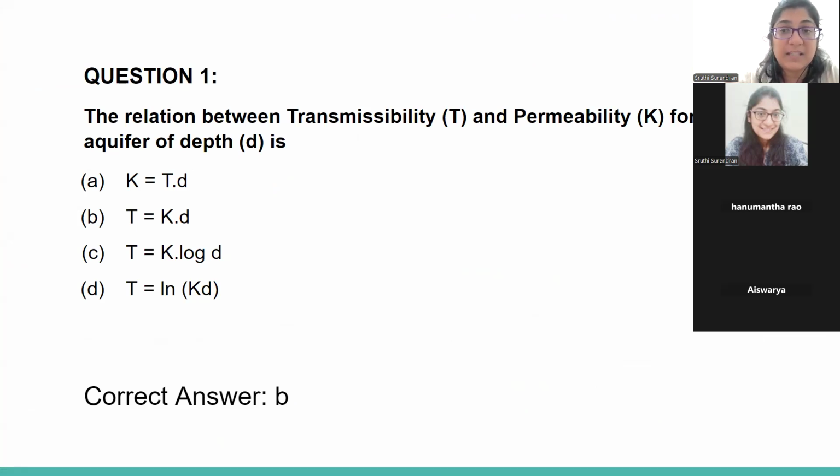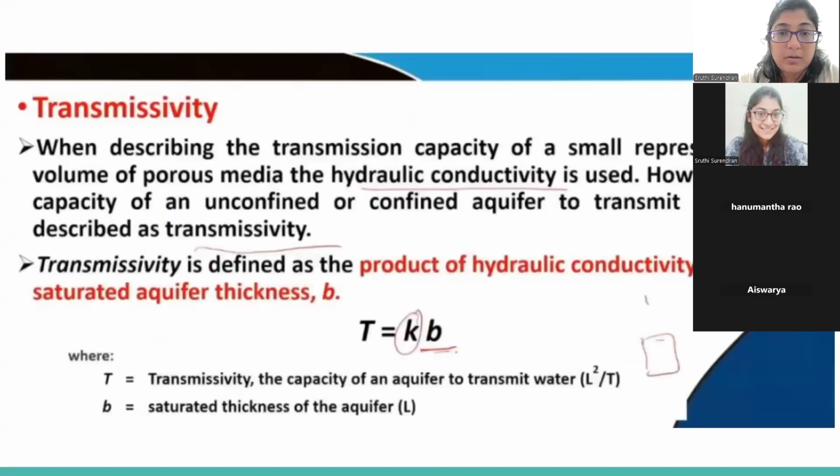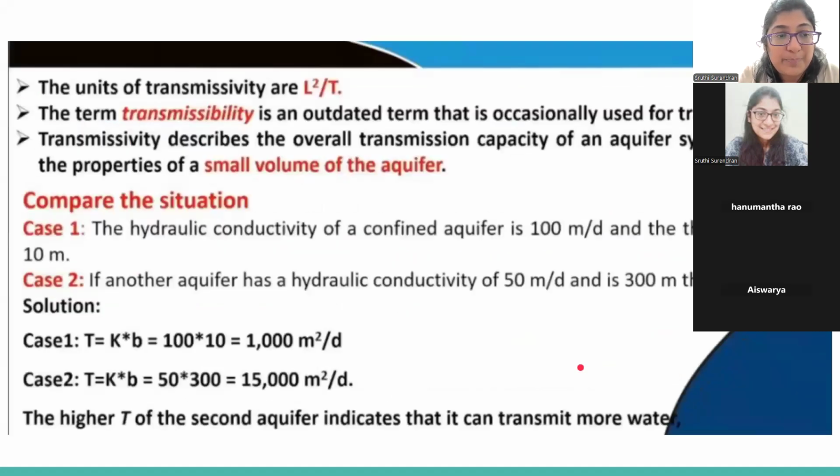Transmissibility or transmissivity is equal to the coefficient of permeability times the thickness of the aquifer, or depth of the aquifer. Now, this is the definition, and what is the unit, the dimension of this? This is one question that had come in the assignments. So you can go through these portions.